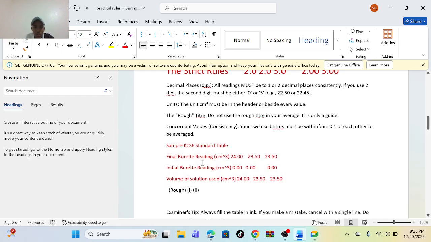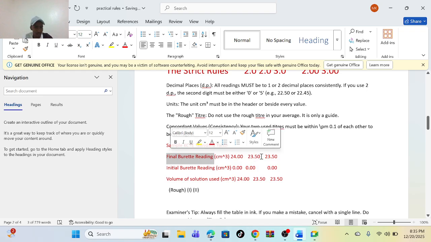For example, this is the final burette reading. Someone writes 24.00, and then writes 23.5. Where did you get that? 24.00 you used 2 decimal places, and here you used 23.5, one decimal place. The mark is gone.